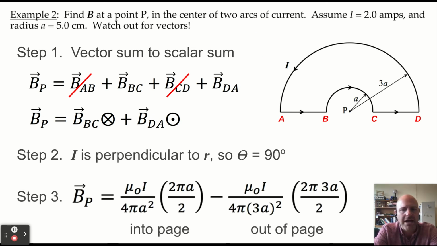And we can write these out as the into the page minus the out of the page. We could do them in opposite directions. It doesn't matter, but that's the key thing. In this case, the negative is the out of the page. So if we end up with a negative number, we know that the out of the page is bigger. If we end up with a positive number, we know that into the page is bigger.